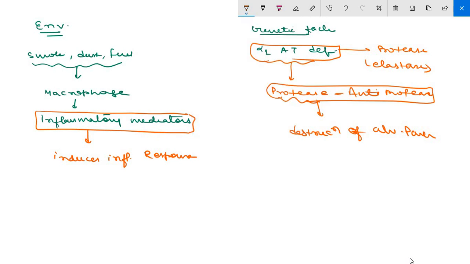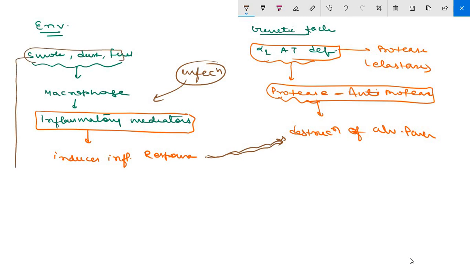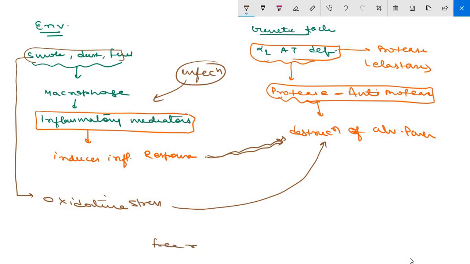The induced inflammatory response also causes destruction of alveolar parenchyma. Suppose an infection comes in between; infection also induces inflammatory mediators, so it will also cause destruction of your alveolar parenchyma. Clear? Now these environmental agents, smoke and dust, also create oxidative stress, which also damages alveolar parenchyma. Free radicals are formed, and these free radicals also cause destruction of alveolar parenchyma.